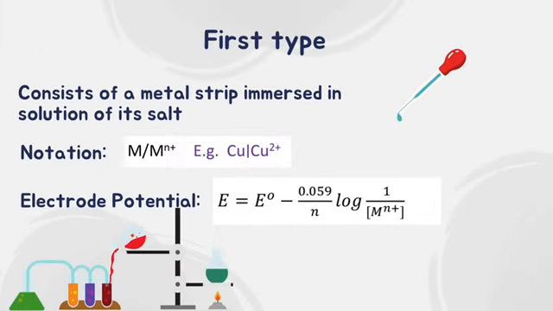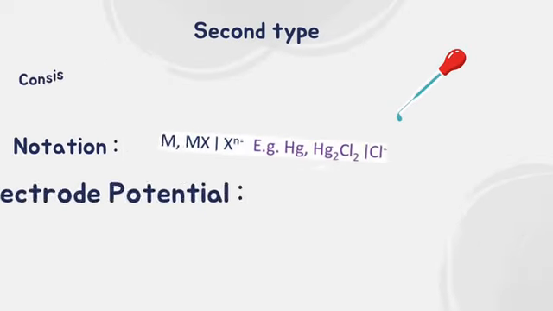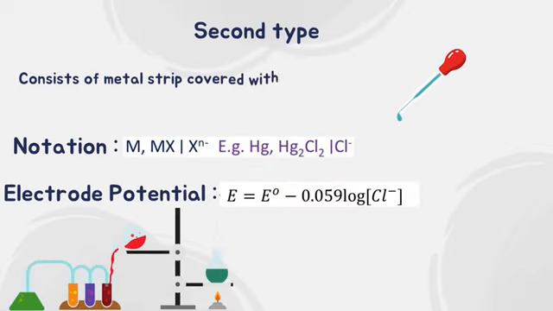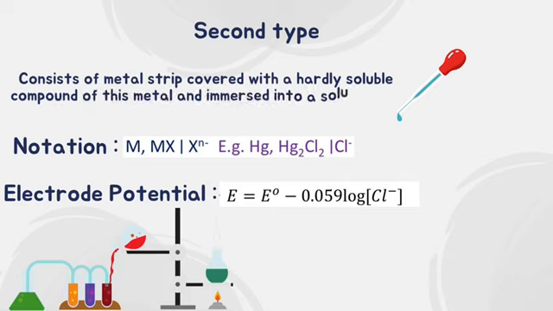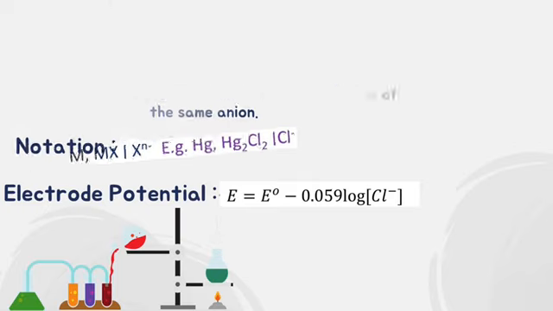The first type consists of a metal strip immersed in a solution of its salt, and you can see the notation and electrode potential. The second type consists of a metal strip covered with a hardly soluble compound of this metal and immersed into a solution of the same anion. You can see the notation and the electrode potential.